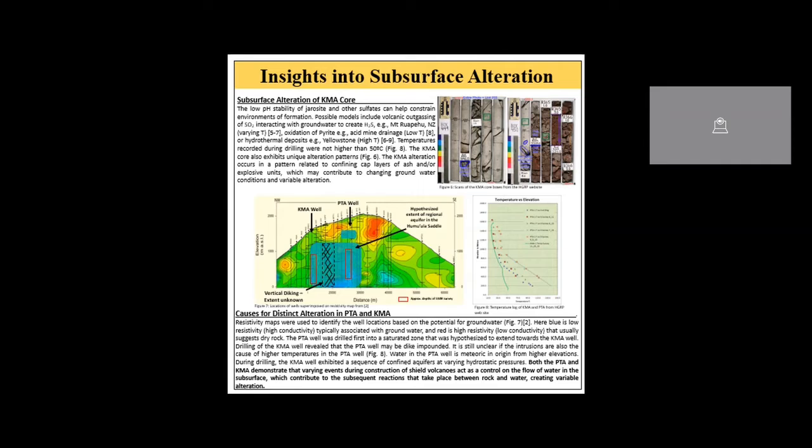Circling back to the original goals of the drilling project, the 2 wells were used to assess the extent of a potential aquifer in the region. We find in both the groundwater logs and in the mineralogy that both wells are cut off from each other, likely by vertical diking and intrusion. This has huge implications for subsurface environments on Mars. The study of these 2 drill cores demonstrates that building events during the construction of the shield volcano act as a control on the flow of water in the subsurface, which contributes to the subsequent reactions that take place between rock and water, creating variable alteration.